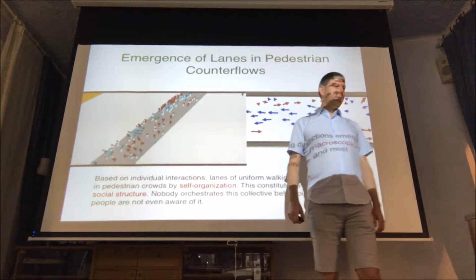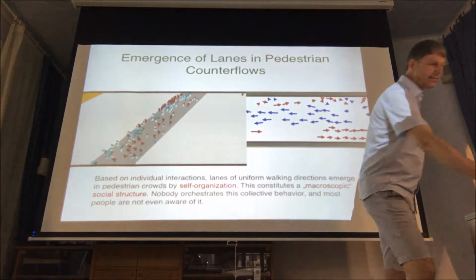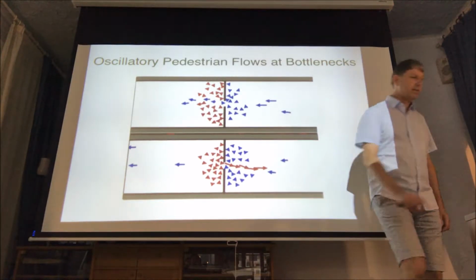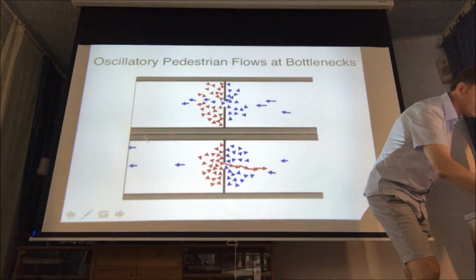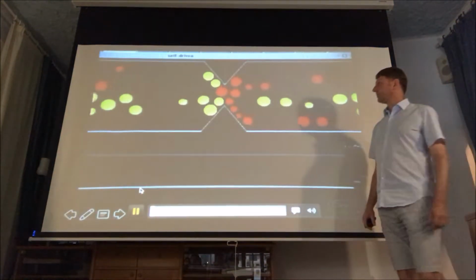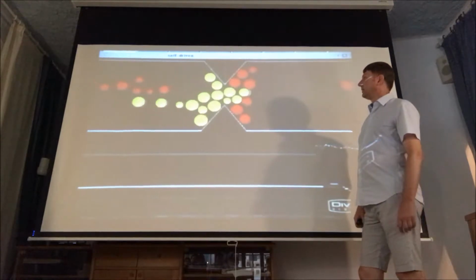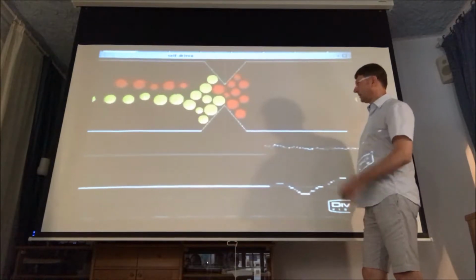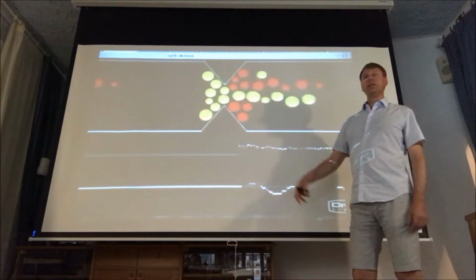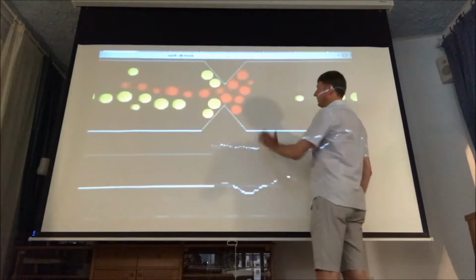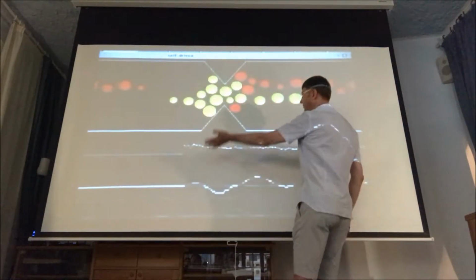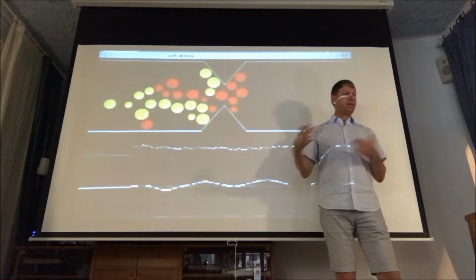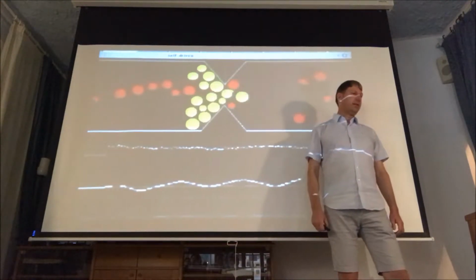But that's not the only interesting collective phenomenon that occurs by self-organization. There's also this oscillation of flows at bottlenecks, as we can find it over here. And it looks a little bit as if there was a traffic light or a policeman controlling this, but it's not. The only thing that happens here is on the side where pedestrians have to wait, the pressure is building up and it stops the flow from the other side, and then the flow turns and goes back and forth by itself. It's all based on self-organization.